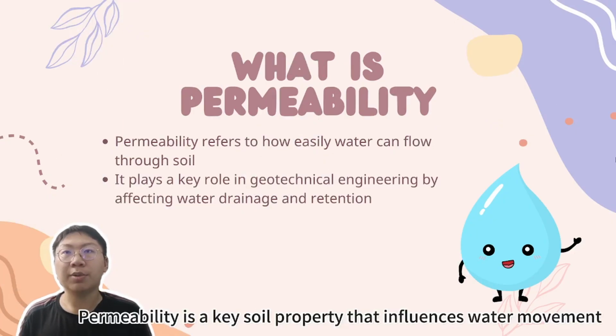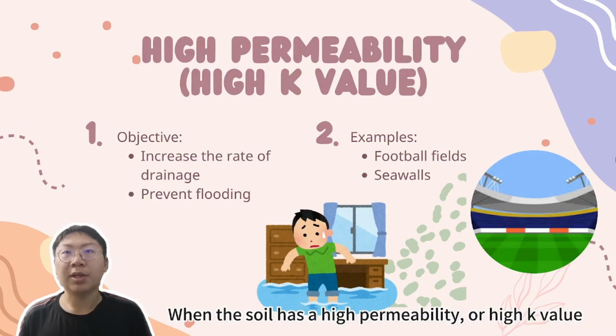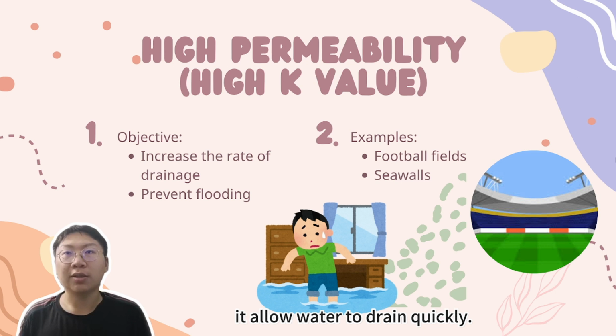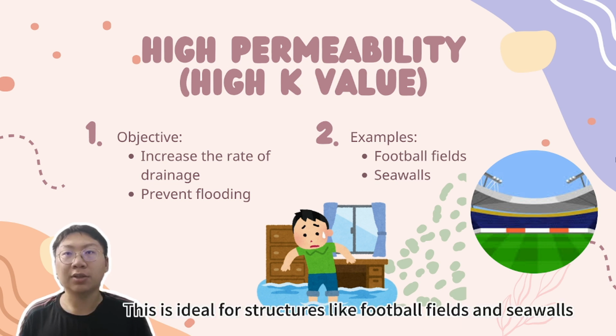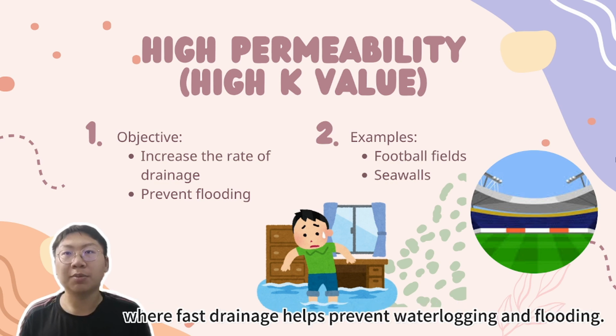Permeability is a key soil property that influences water movement. When the soil has a high permeability, or high K value, it allows water to drain quickly. This is ideal for structures like football fields and seawalls, where fast drainage helps prevent waterlogging and flooding.